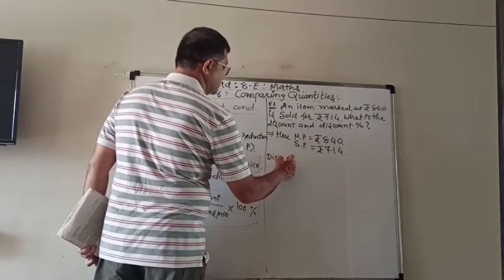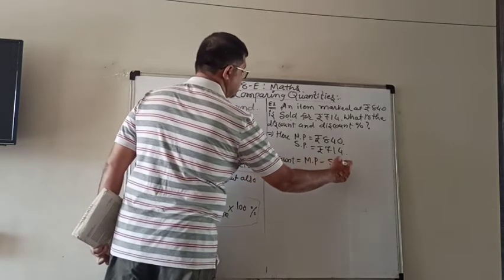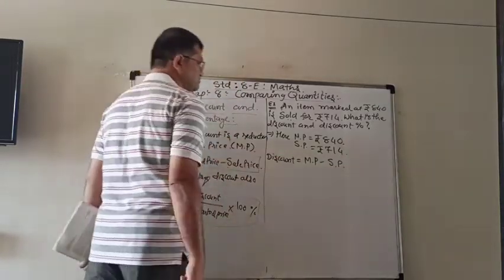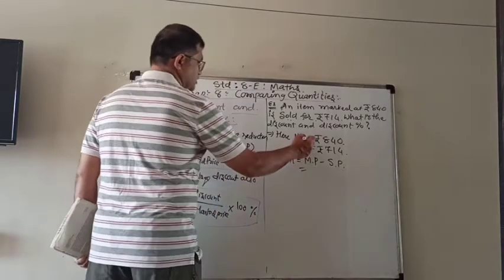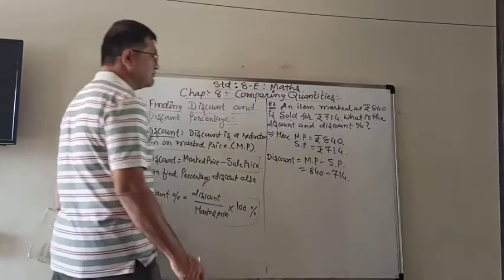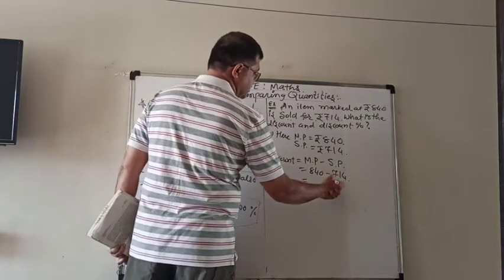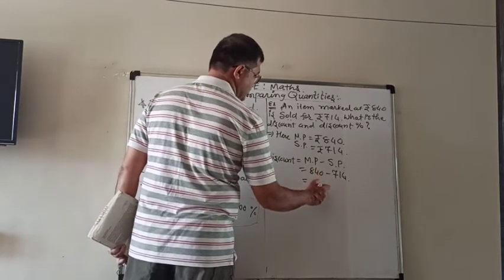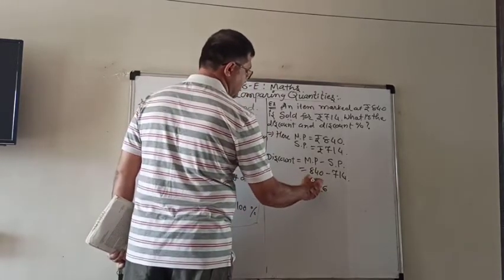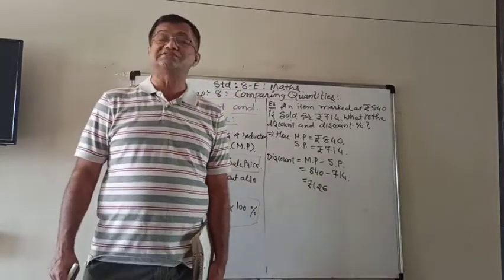So now first we will find discount. So discount is equal to MP minus SP, means marked price minus sale price. So 840 minus 714. So now 10 minus 4 is 6, 3 minus 1 is 2, and 8 minus 7 is 1. So discount you got is rupees 126.